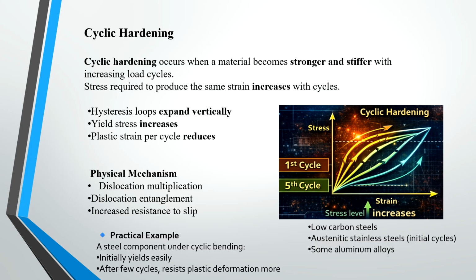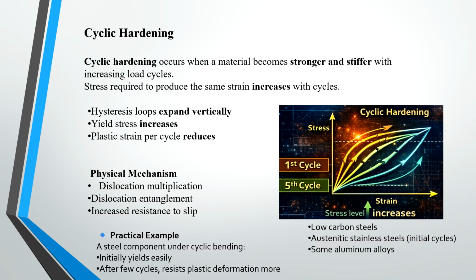So the physical phenomenon is that there is a dislocation multiplication in the material, and there is a dislocation entanglement, and these are the reasons for increasing the resistance to slip. So these are the mechanisms in the material. Because of that, the material hardens. Okay, so this type of cyclic hardening behavior can be seen in these types of materials: low carbon steel, austenitic stainless steel, and some aluminum alloys. We observe this type of phenomenon.